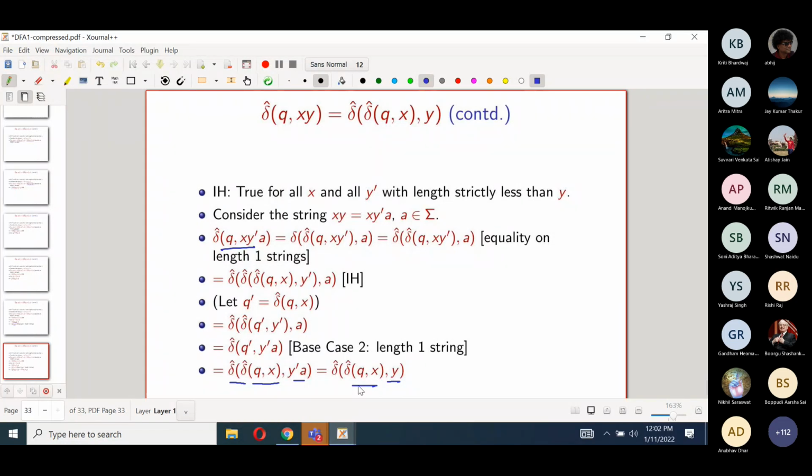So we were able to show by induction that delta hat qxy is equal to delta hat of delta hat qx comma y, meaning that if I give you a string and I start from q, I break the string into two parts, x and y, then delta hat qxy will behave in the same way as if first delta hat was acting on q and x, and then whatever delta hat qx is, delta hat is now acting on that state and y, which intuitively is the same as what should have happened in our transition diagram.